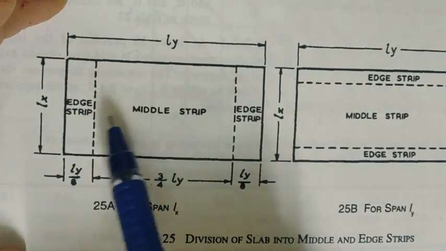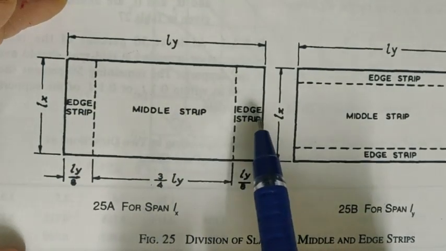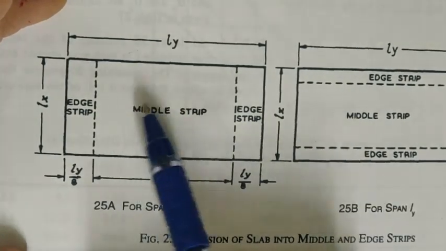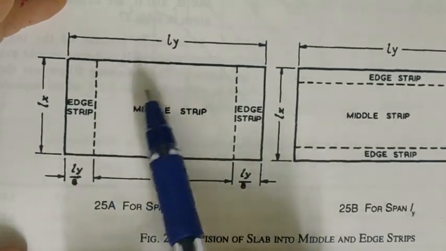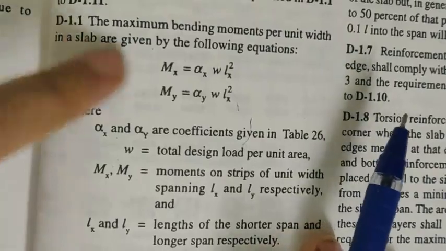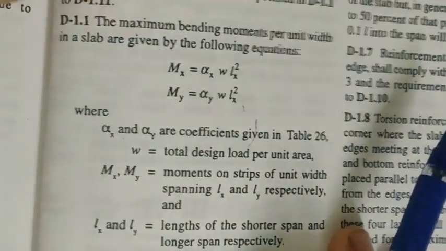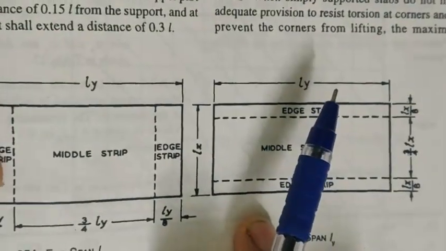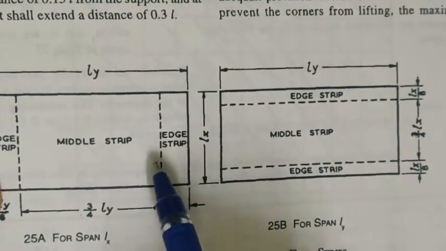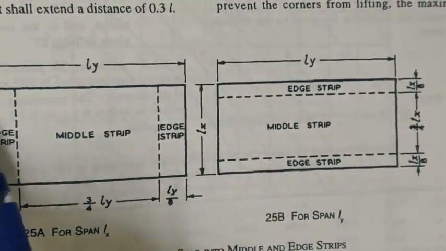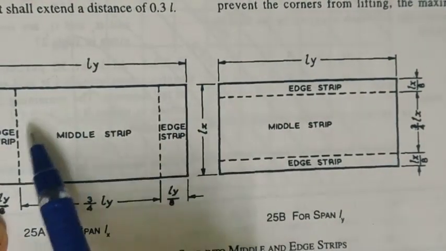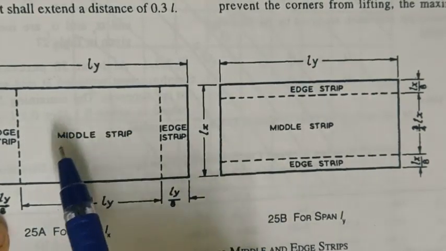We will be dividing this slab into two categories. One is the middle strip, another is the edge strip. The middle strip will be designed based upon these moment coefficients. Okay? And the edge strip, it will be written in the next clause, will be given only the minimum reinforcement. So what we will be designing is basically the middle strip.